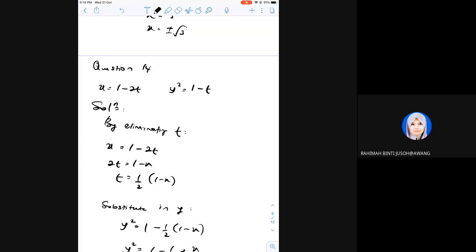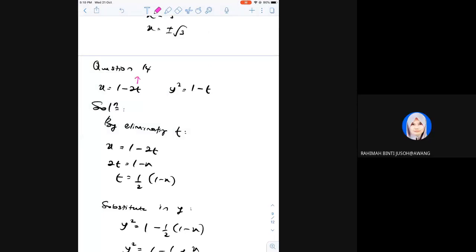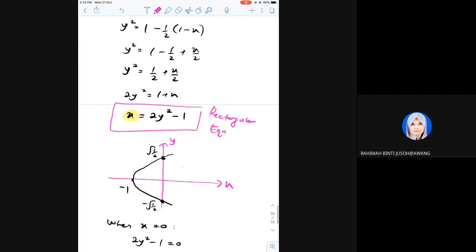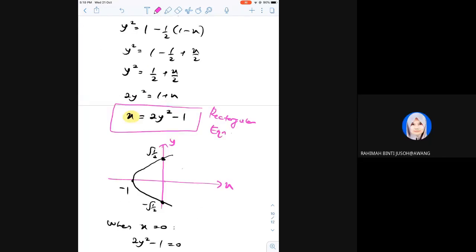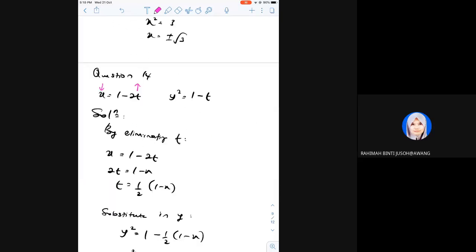Orientation. When t increase, what happened to x? Decrease. Decrease. Okay, so dia akan ke arah dia negatif, dia ke kiri kan? Dia makin berkurang. X ni negatif kan? Bila t bertambah, x ni makin kecil kan? Faham tak? Downward. Yeah. Ini pun downward. Okay, tapi dia kuasa 2, you kena ingat tu. So, bila t bertambah, x makin berkurang.